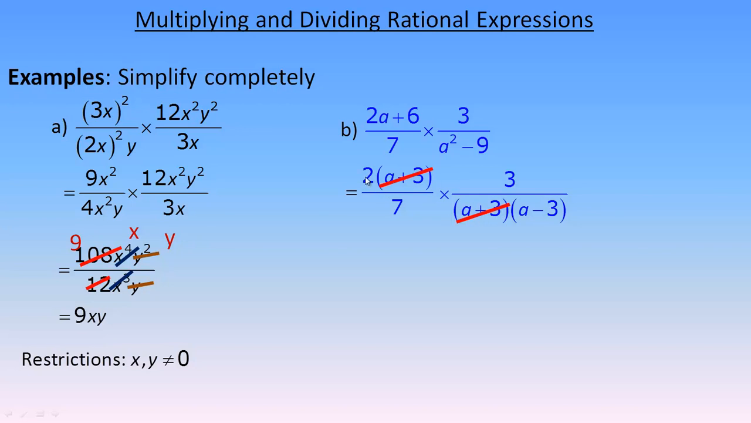In the numerator, we have 2 times 3 is 6, so a 6 in the numerator, and 7 times this a minus 3 is left in the denominator. And so that's the answer, the simplified version of this.